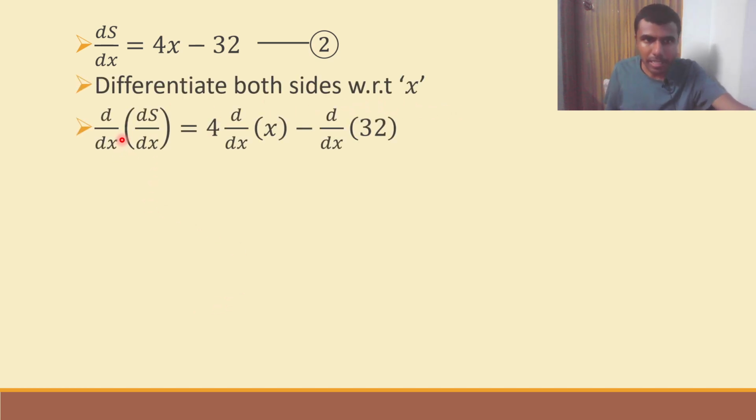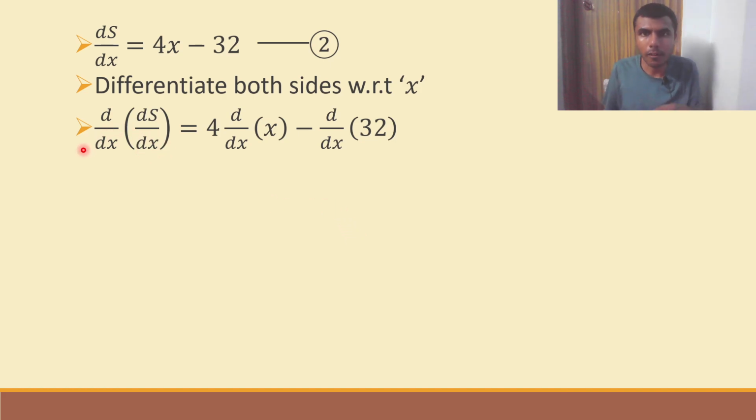Now d by dx of ds by dx is nothing but, now see, 4 into derivative of x minus derivative of 32, because 4 is a constant, I can keep it outside of the derivative. So that is why 4 into derivative of x minus derivative of 32. Now derivative of x is 1. So 4 into 1 is 4. Minus derivative of 32; derivative of any constant is 0. So derivative of 32 is also 0.